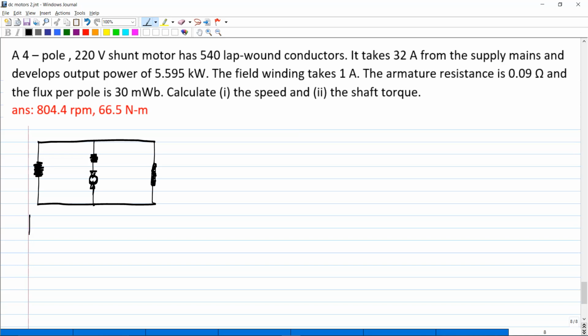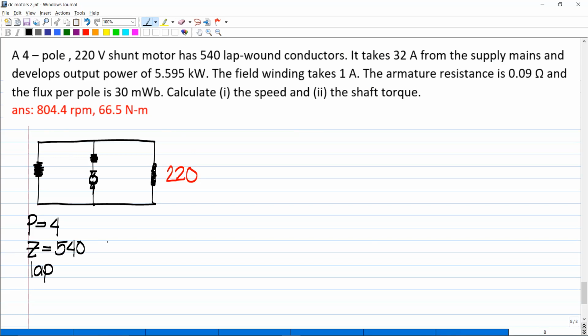A 4-pole motor, so outside first, P is equal to 4. 220-volt motor, so the rating of the motor is the source voltage. It has lap wound conductors, wherein the value of the conductors or Z is 540. They are lap wound.